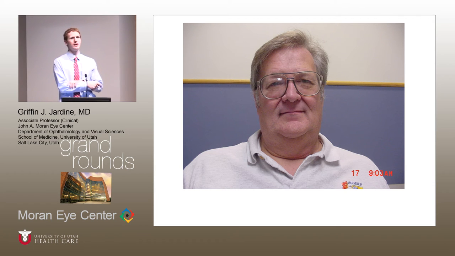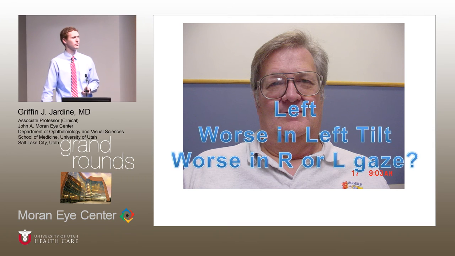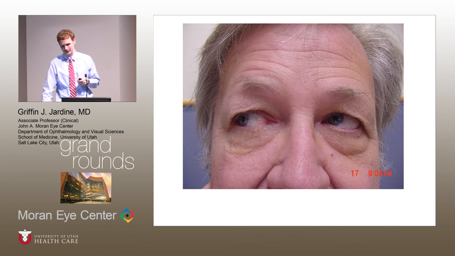Can you tell which way this man is tilting his head? He has a real subtle right tilt. So is it going to be worse in right or left gaze? So we assume if it's a right tilt, what side is the palsy on? Left. So it would be worse in right gaze. And there you can see that inferior oblique overaction coming up as he looks up, as he looks off to the right.